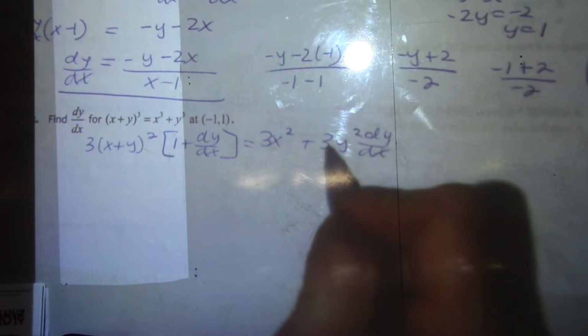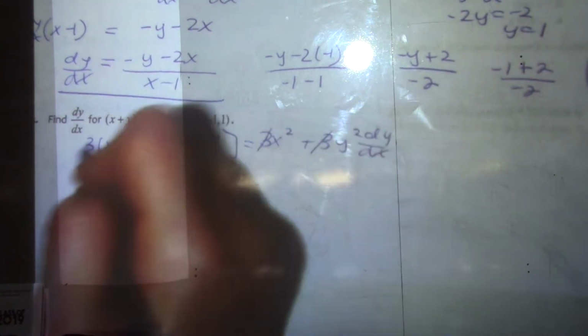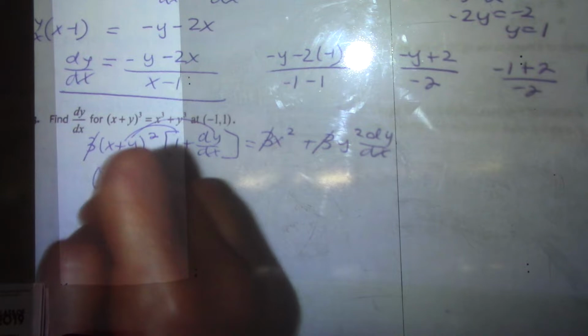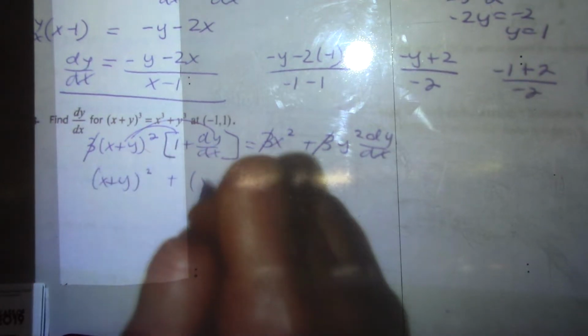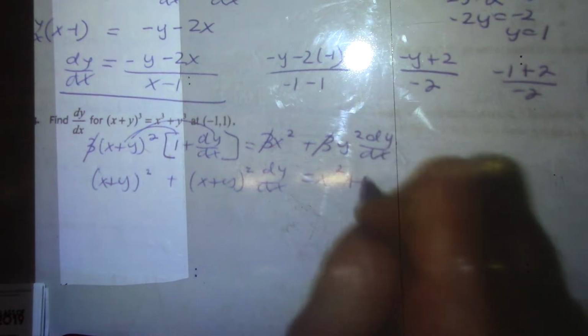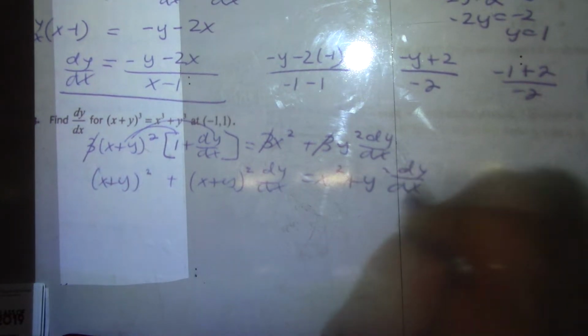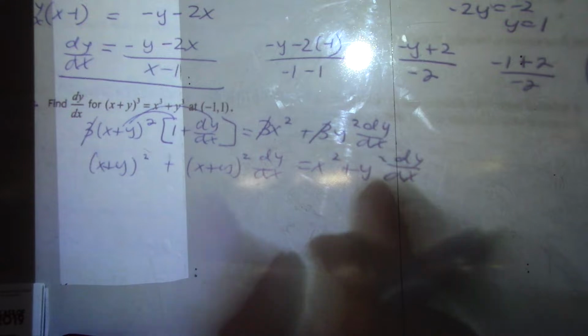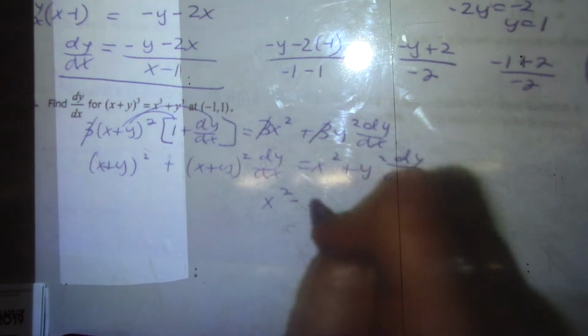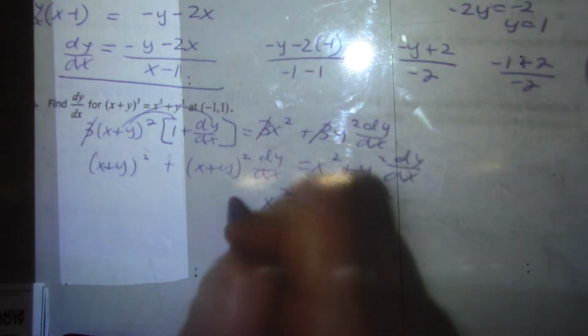Here, I noticed that every single term had 3 in it, so I cancel out the 3's, and then I distributed the (x + y)², so this is just (x + y)² + (x + y)² dy/dx = (x² + y²) dy/dx. I'm going to move this over so that I have all dy/dx's on one side and non-dy/dx's on the other. So that's x² − x + 1, or (x + y)².